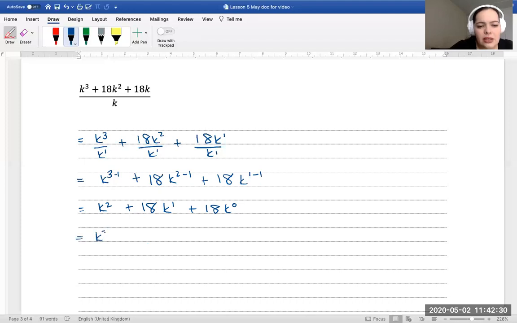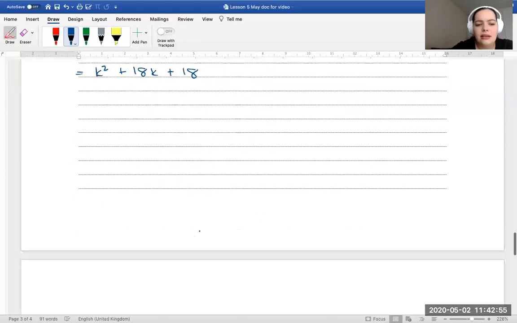So this is going to be k squared plus 18. And instead of writing k to the power of 1, we know that it's better just to write k. And then we've got 18, and k to the power of 0 is 1. And 18 times 1 is just 18. So there we go, we've got this example sorted. Do you see that we don't have any like terms there, and everything is done there?